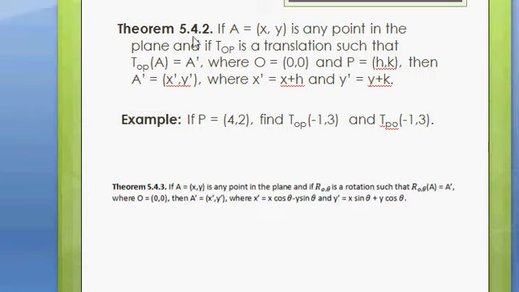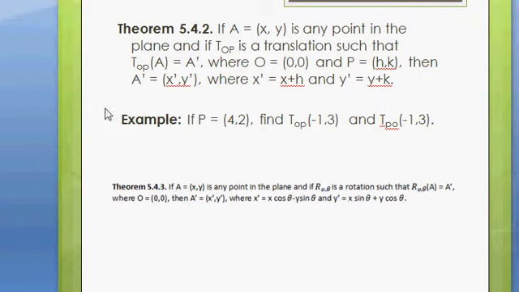Well, if A is x, y, we can say A prime is x prime, y prime. That's a common notation in our book. You just add the change in x to the x coordinate and the change in y to the y coordinate. So if your position vector is h, k, to translate a point in the plane by that, you just add h to the x coordinate, k to the y coordinate.